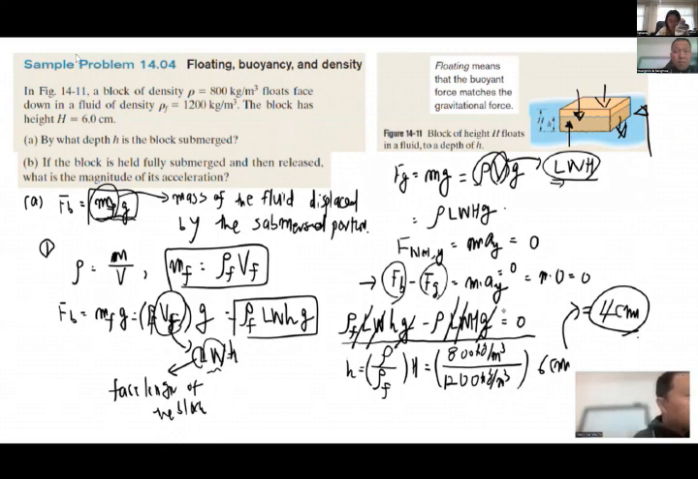And now let's take a look at the acceleration. Part B: the block is held fully submerged, then released. What is the magnitude of acceleration? You just press this box completely submerged into this fluid, and you just let go of the box. Then the buoyant force pushes the box back up, so it starts to have some sort of acceleration from rest.